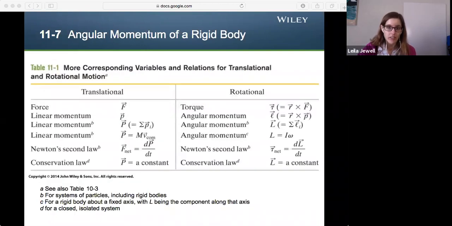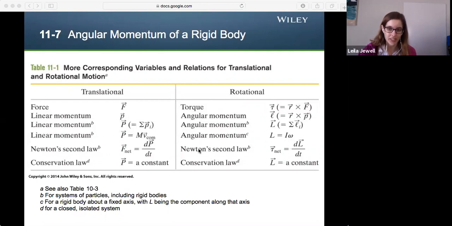And with that, we have another table of corresponding variables and relations for translational versus rotational motion. So translational force, our rotational equivalent is torque, which we can calculate with r crossed with F. Linear momentum, we have angular momentum, which we can calculate with r crossed with p. Linear momentum total, capital P, is the sum of all the individual ones, same for angular momentum. The total linear momentum of the system is the total mass times the center of mass velocity. For angular momentum, it is the rotational inertia times the angular velocity.